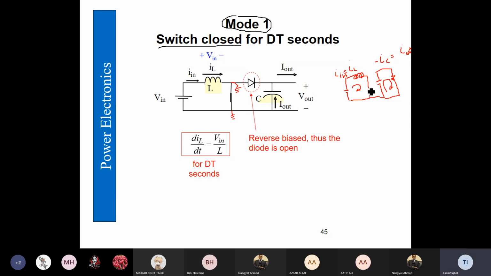So therefore, the diode becomes reverse biased, and therefore this point is open. So there is no connection between the inductor's right side terminal and the capacitor. So the inductor gets charged separately, whereas the capacitor gets discharged separately. So there is no involvement from the input side to the output side.